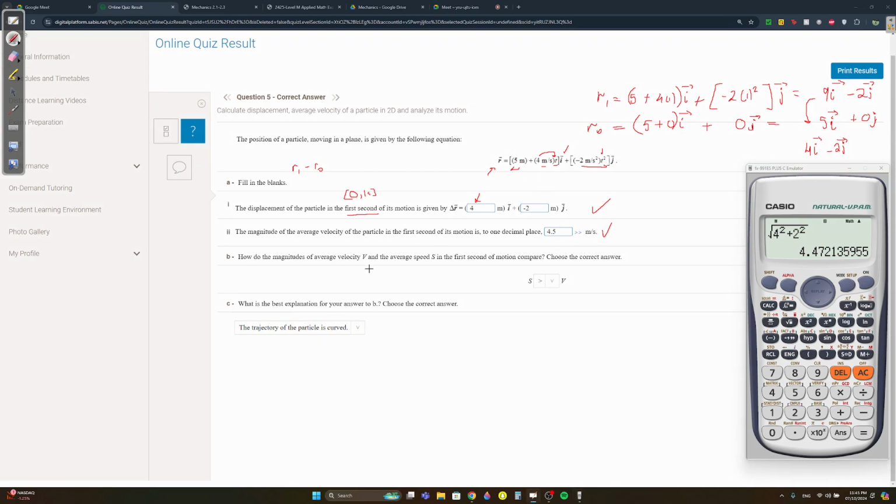How do the magnitudes of average velocity v and average speed s in the first second of motion compare? Obviously speed is not equal to the displacement. It's equal to the distance divided by the time. For velocity we had to subtract to find the displacement, but for speed you don't. It's just distance divided by time. So of course the speed will be greater than the velocity. And whenever speed is greater than the velocity, it means the trajectory of the particle is curved. Just memorize this: if speed is greater than velocity, then the trajectory of the particle is curved.